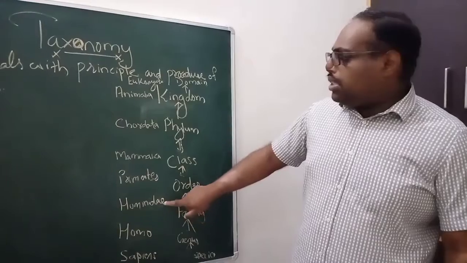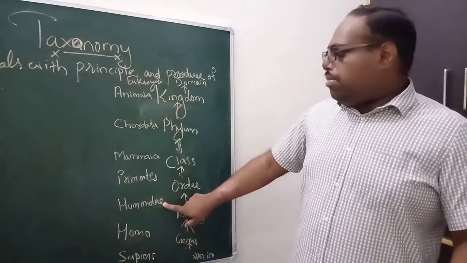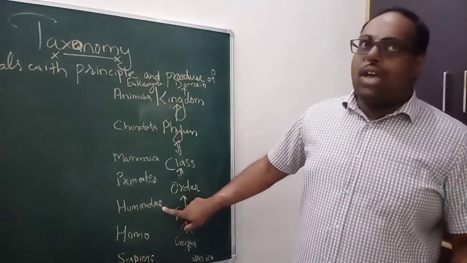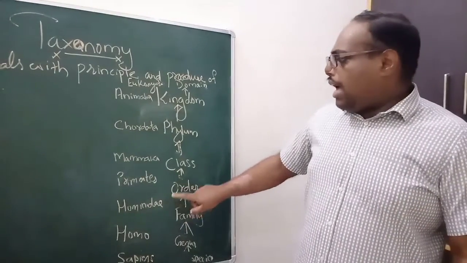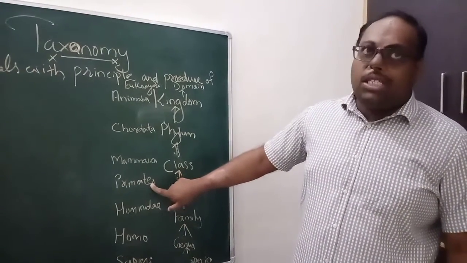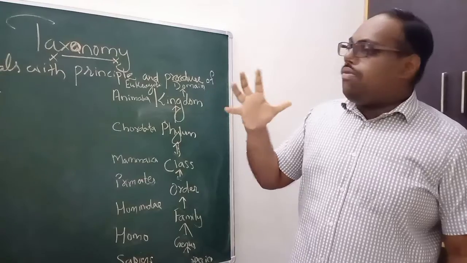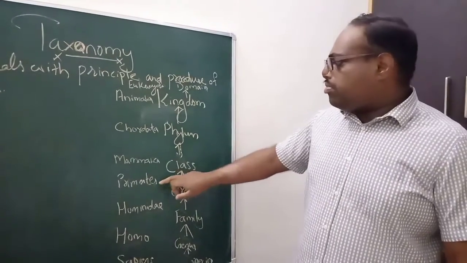And next comes family. We are coming from the family Hominidae. Hominidae means the family of the great apes, and we are coming from the order known as primates. Primates means those which have 5 fingers, that means which can hold onto something.